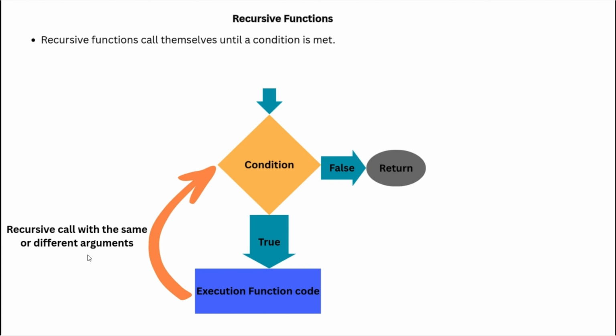But you can pass different arguments or the same arguments, and it happens until the condition is false. It will keep on executing, and once the condition fails at some stage, it will return.